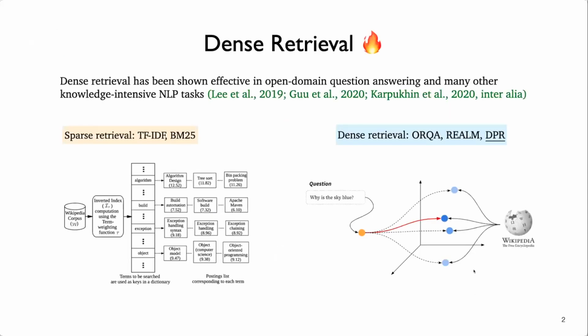Dense retrieval has been very successful in the past 1 or 2 years, and has been shown very effective in open domain question answering and also many other knowledge-intensive NLP tasks. Unlike sparse text retrieval methods such as TF-IDF or BM25, which represent text as a weighted vector of words and then conduct search with an inverted index, dense retrieval methods aim to map all the text units into a low-dimensional continuous space. And we can directly do efficient maximum inner product search in this space.